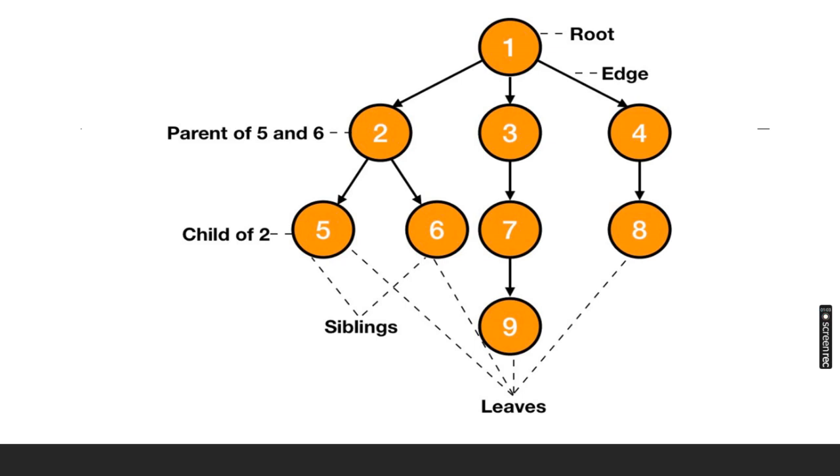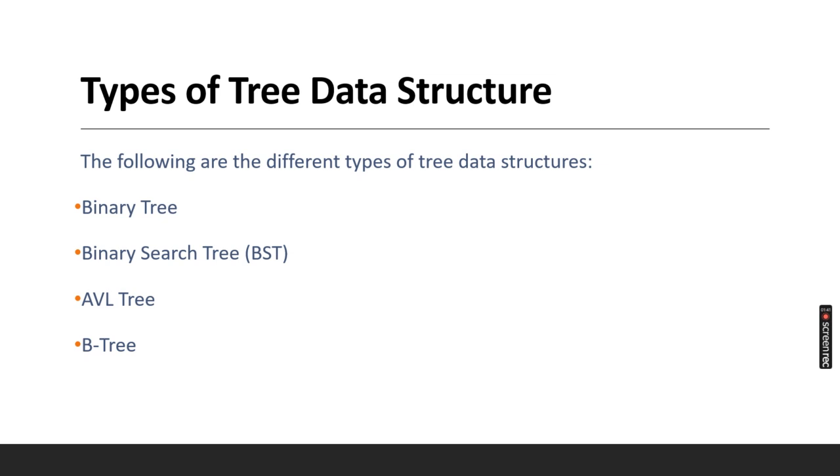So this is the basic data structure of a tree. This is the root, where the first node is, and these are the edges. These are the siblings, like 5 and 6, and these are the leaves, where there are no further children. For example, 2 is a parent, and 5 and 6 are the children of 2, and 2 is the parent of 5 and 6. Okay, so this is the basic structure of a tree.